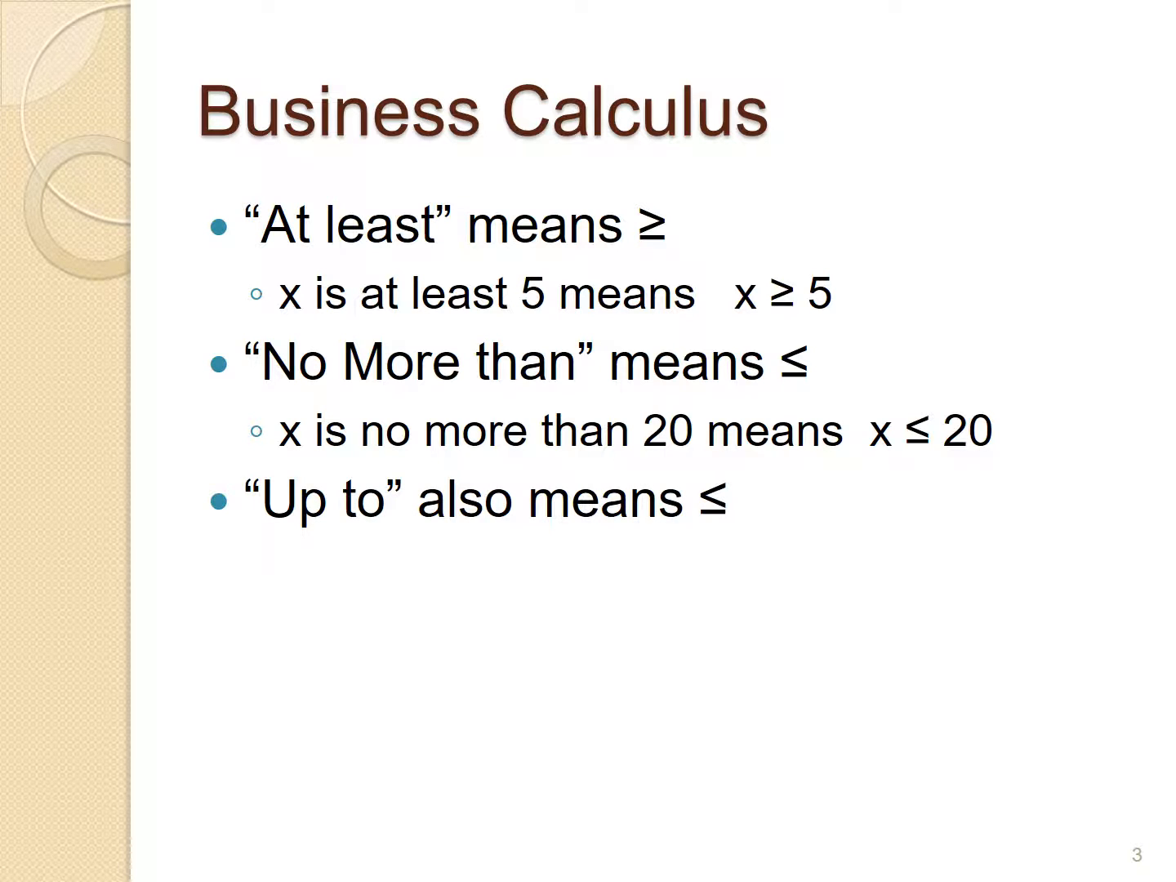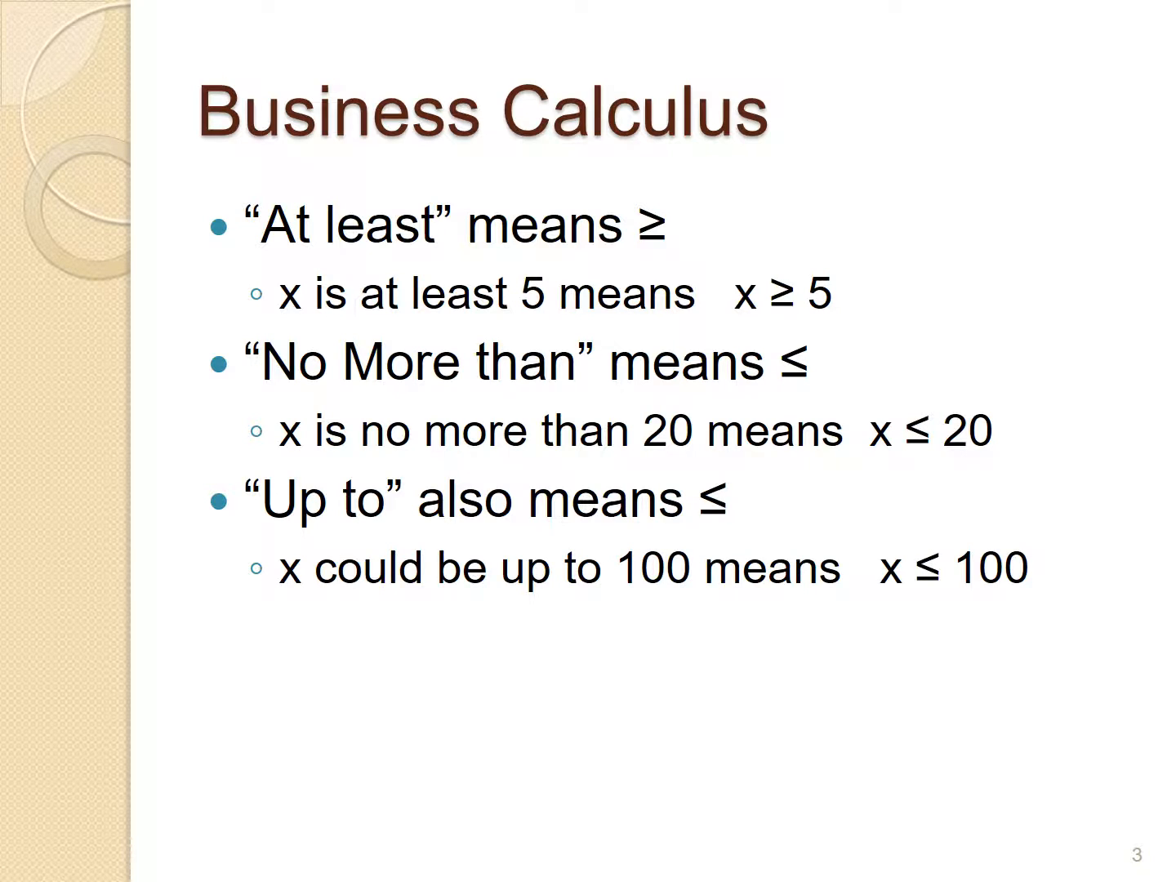Up to also means the same thing as no more than, less than or equal to. X could be up to 100 means it could be 1, it could be 2, it could be 90, it could be 56. It could also be 100, because it could be up to 100, but it can't be over 100. So up to means less than or equal to.